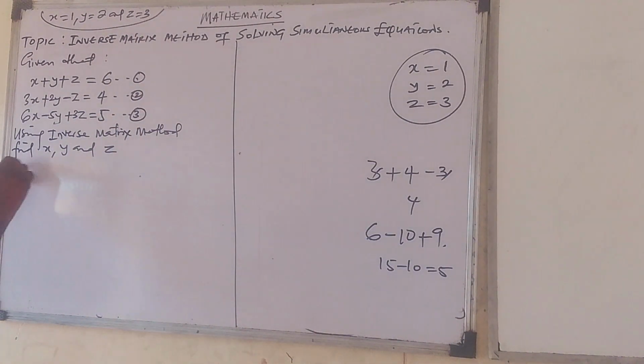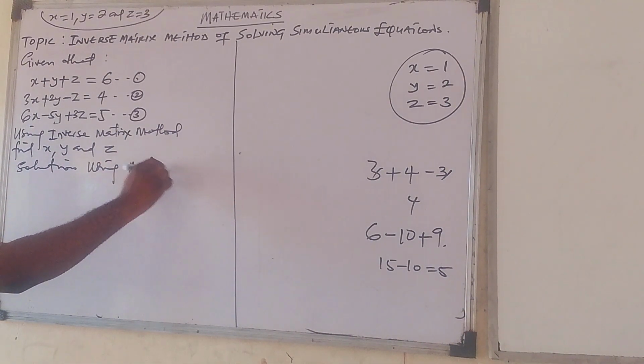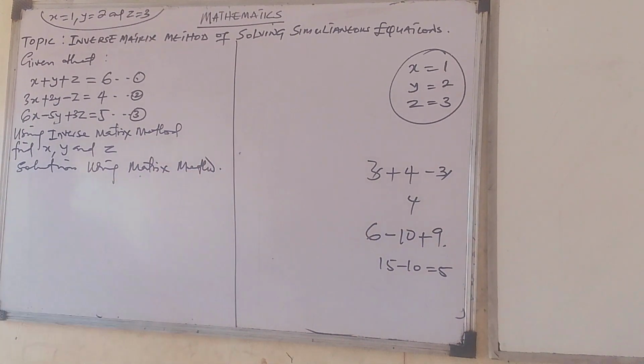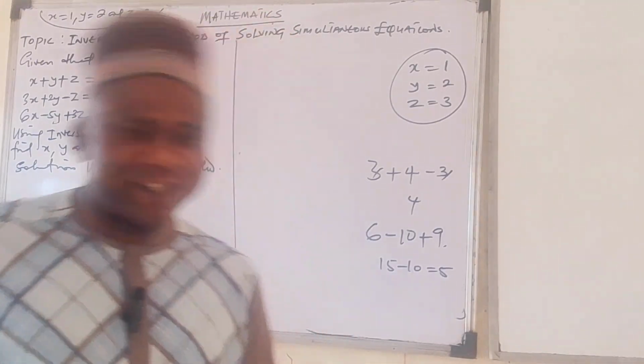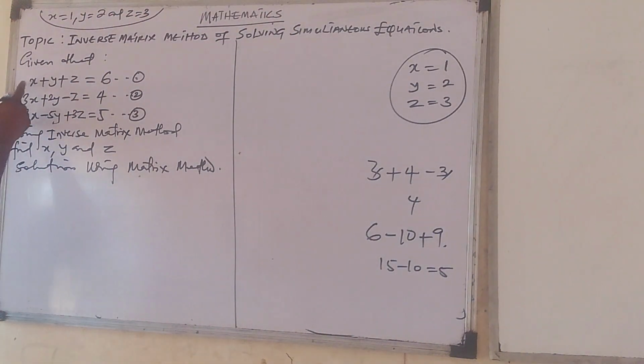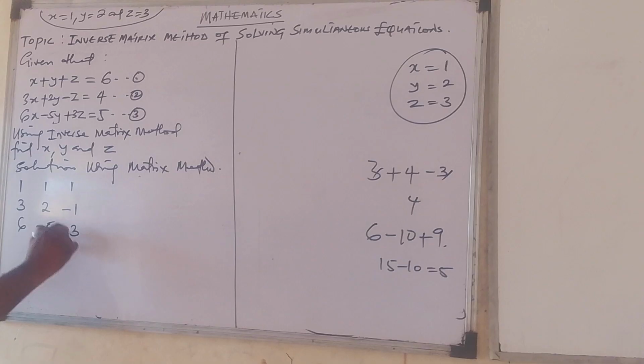So now in this case, solution using the matrix method. Now, using the matrix method, the first step is to arrange the coefficients of all the variables. Yes, now let's do that. Now, in this case, where there's nothing written, it means we have a hidden one there. The coefficient there is 1. So we have 1, here we have 3, and here we have 6. Here we have 1, here we have 2, and here we have minus 5. Here we have 1, here we have minus 1, and here we have plus 3, which is same as 3.